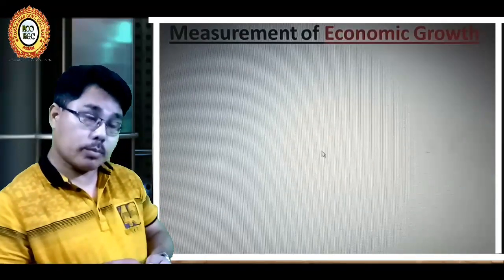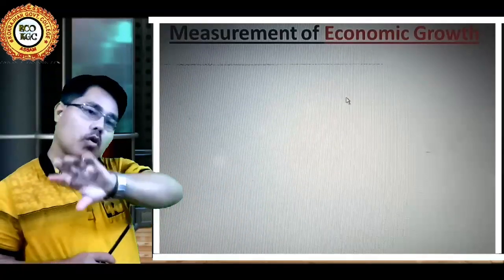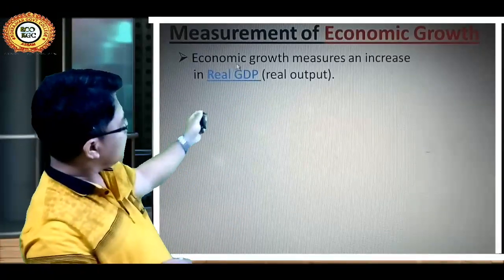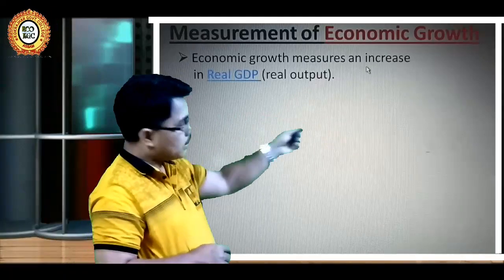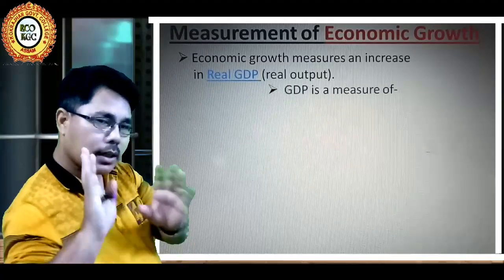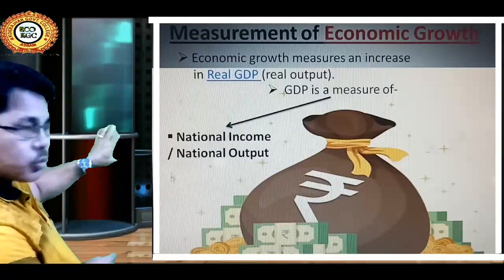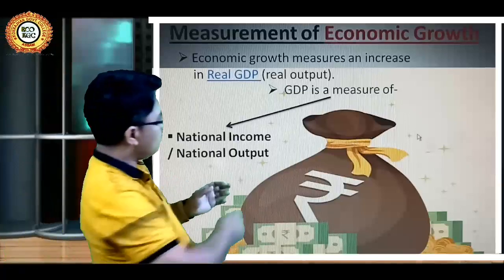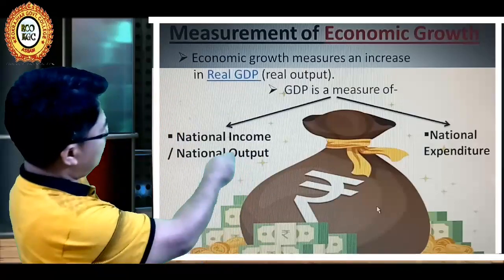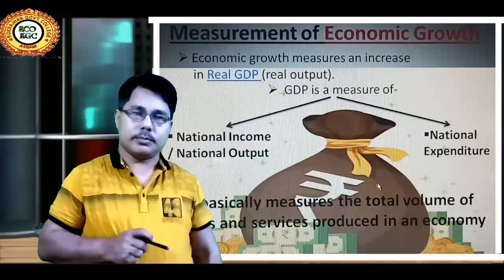To understand economic growth and economic development clearly, let us consider the measurement part of economic growth and economic development in our discussion. Here, economic growth measures an increase in the real GDP or real output, whereas GDP is a measure of national income or the national output of the country and also a measure of national expenditure. Of course, it basically measures the total volume of goods and services produced by the country in an economy.